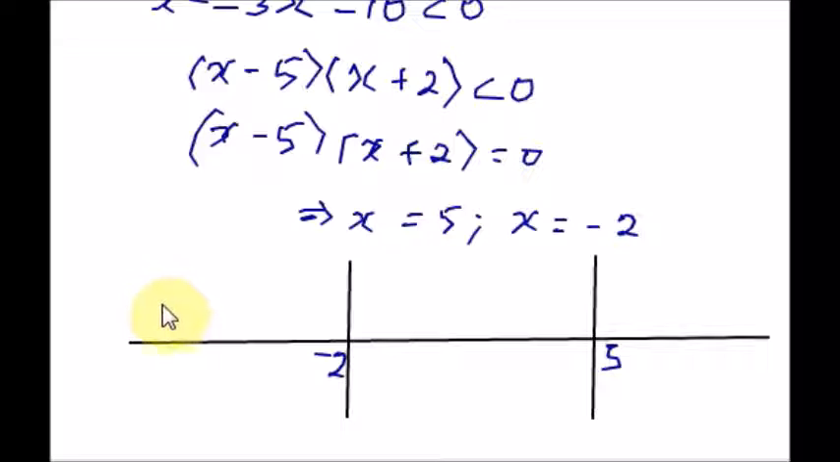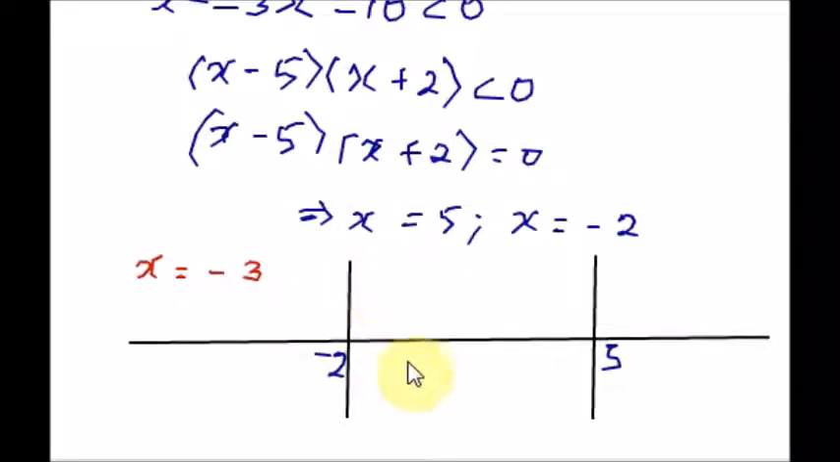So don't choose large numbers or fractions unless you're forced to by the problem. Here, starting from negative infinity to negative 2, I'm going to pick one easy number. Let x equal negative 3. Then negative 3 minus 5 and negative 3 plus 2 gives negative 8 times negative 1, which is greater than 0. It means it is positive here.